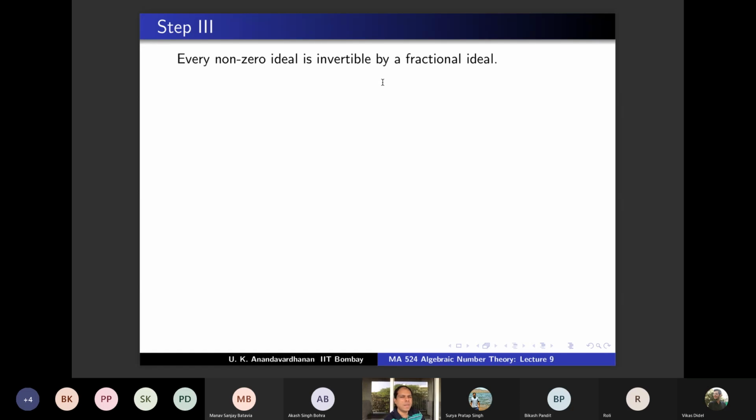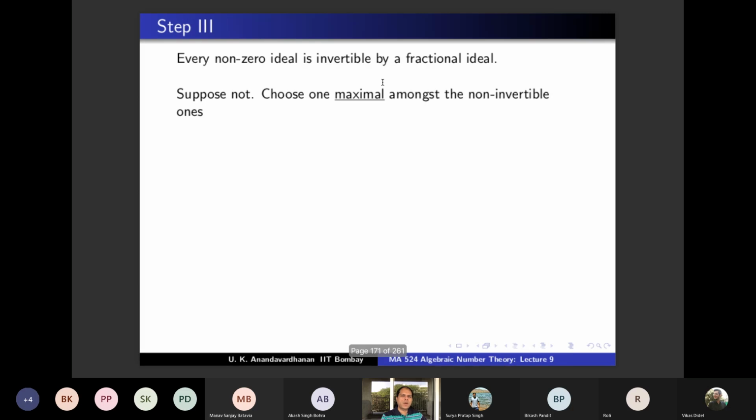But the proof is a bit roundabout. We will use step 2 and conclude this. So your guess is absolutely right. Suppose not. Every non-zero ideal is invertible by a fractional ideal. Suppose not. Then there is an ideal which is not invertible by a fractional ideal. Take that collection and take a maximal element, by earlier arguments, Zorn's lemma, Noetherian, etc. So choose one maximal amongst the non-invertible ones by fractional ideals.